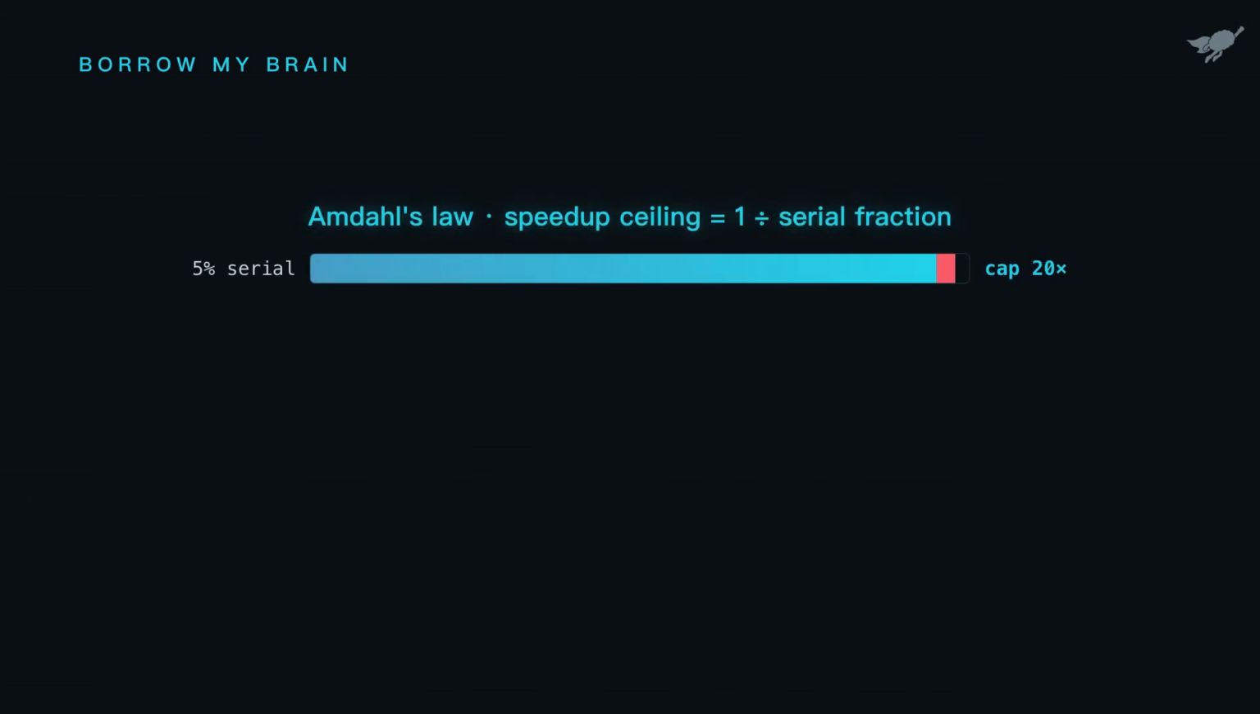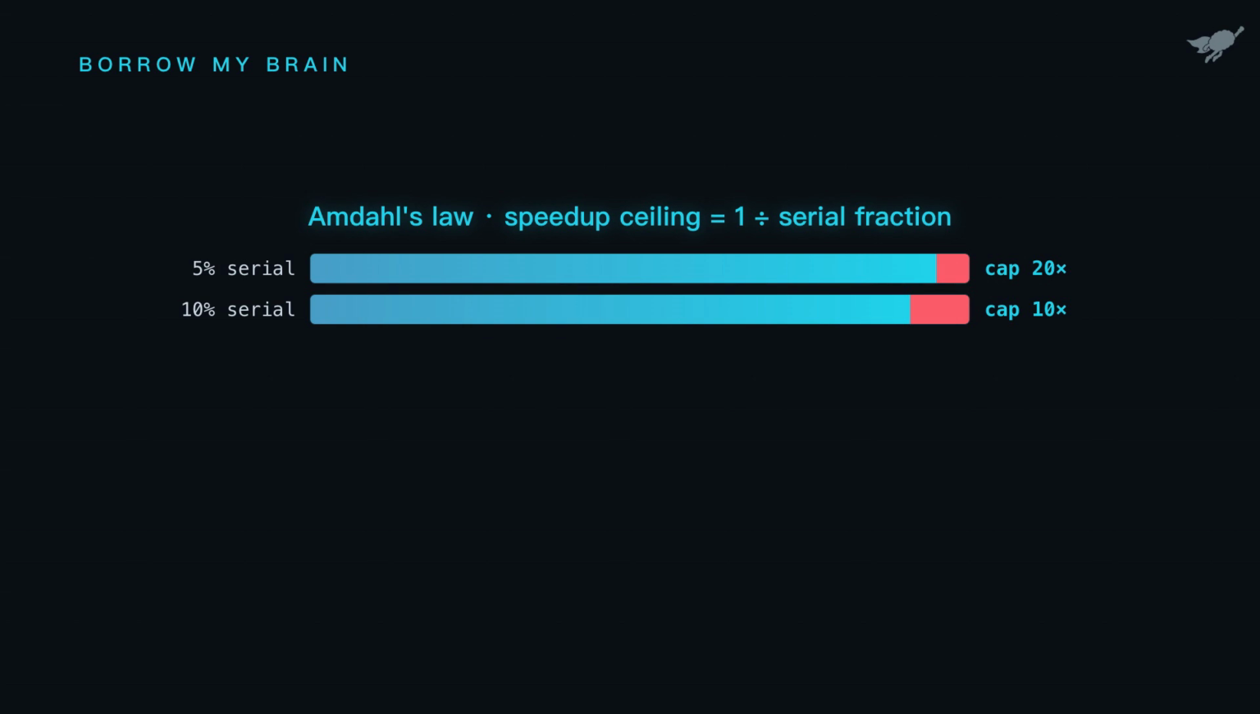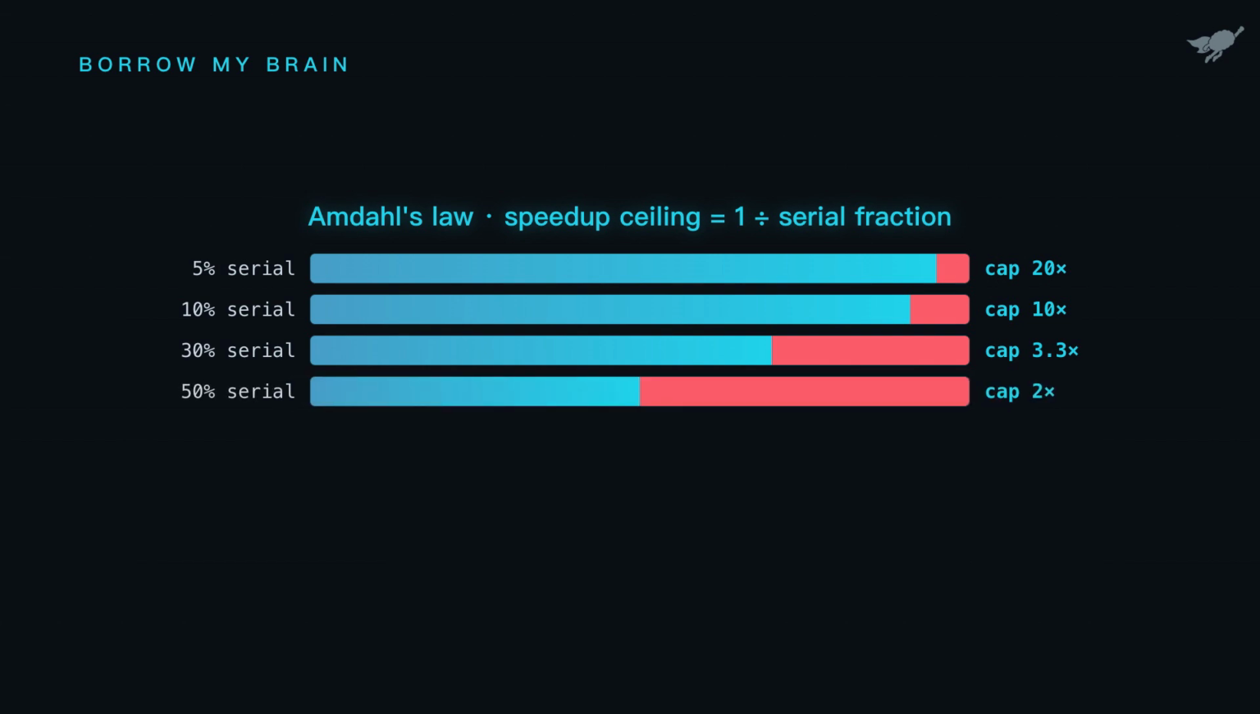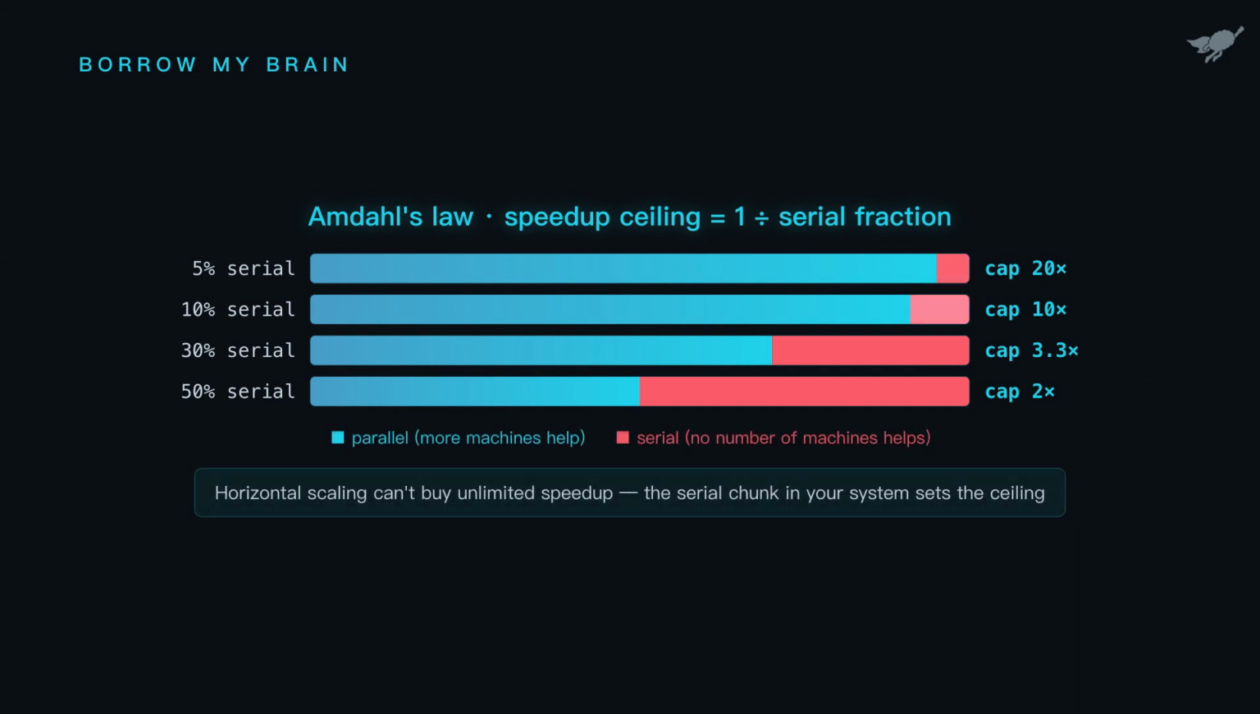Tax 2, the serial tax. Textbook name, Amdahl's Law. Somewhere in your system, there's always a chunk of work that cannot be parallelized. Grabbing the same lock, writing to the same primary database, merging the same final result. The ceiling on your speedup equals 1 divided by the serial fraction. Even at just 5% serial, 10,000 machines can give you at most 20 times. Your ceiling isn't set by the machine count. It's set by the most serial stretch of your system.